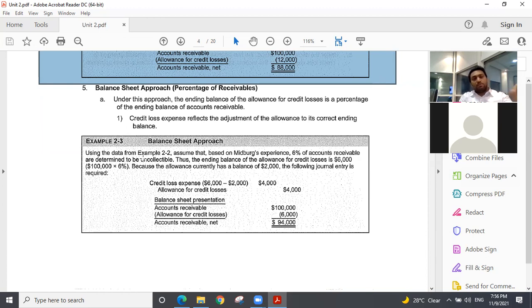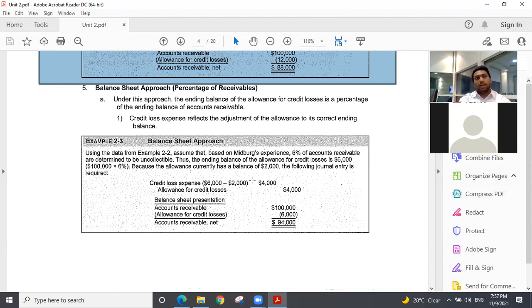Here, the same scenario we are going to take. Using the data from the last question, assume that based on Midberg's experience, 6% of the accounts receivable are determined to be uncollectible. That means you should always have 6% of your AR as your allowance. Okay. So here, the ending balance of the allowance for credit loss is 6,000. That is, 100,000 is the AR which you have, and 6% is your credit losses.